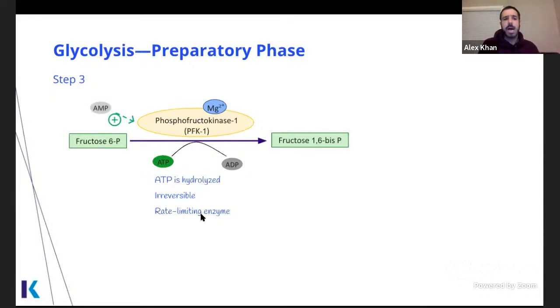All right. Talking about the regulation here, it's actually pretty interesting. We can have positive stimulation of this conversion by AMP, adenosine monophosphate, basically just ADP with one phosphate less. All right. Everyone take a moment to try and think about why that is the case.